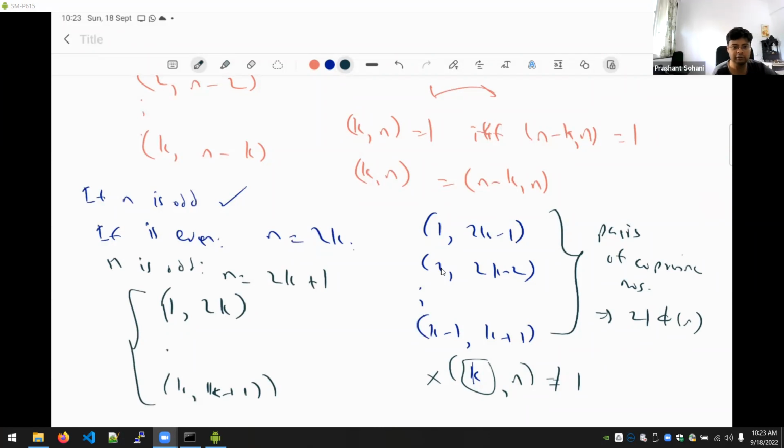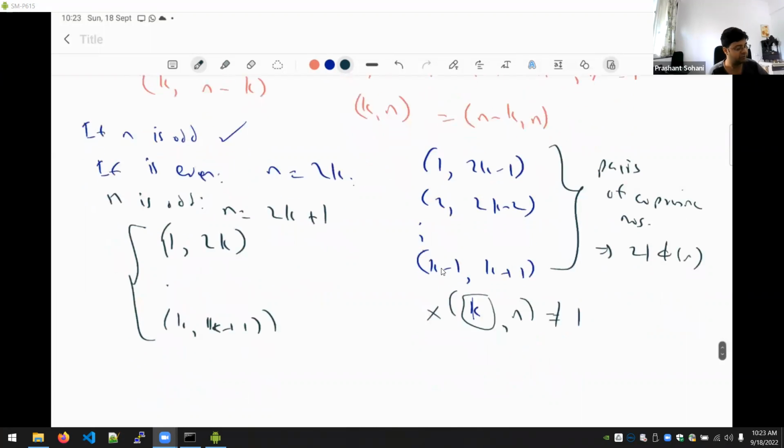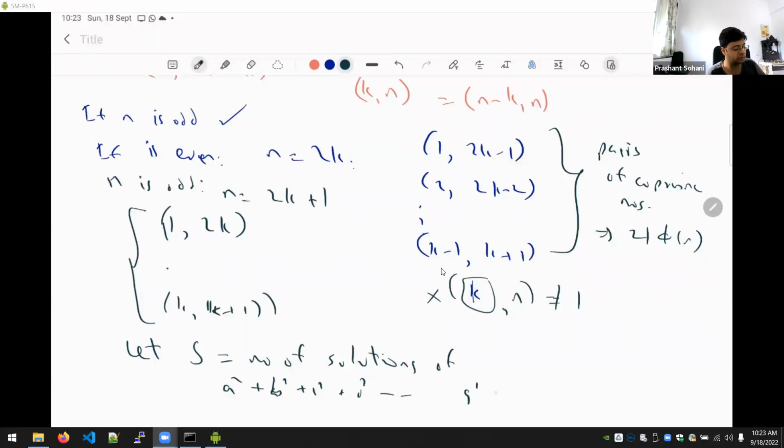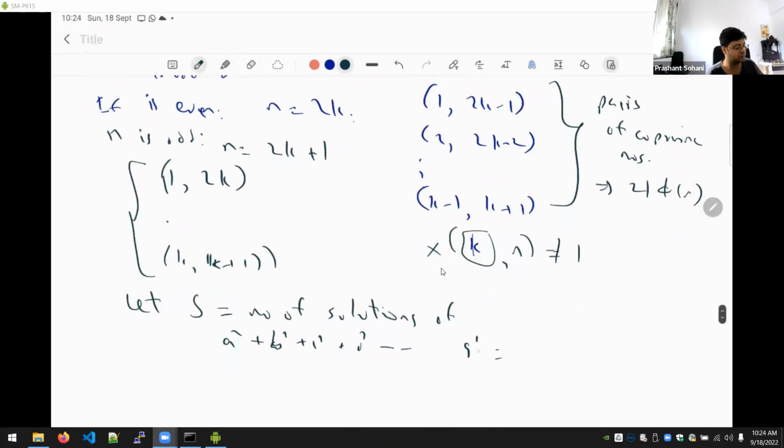But this is a very important problem-solving technique. In fact, I remember there is an INMO problem which was based on the same idea. The question was a very, very big identity, okay? I'm just phrasing the problem roughly. Let S be the number of solutions of some equation, some very basic a square plus b square plus c square plus d square, some 7 or 8 variable equation. And the question was, let S be the number of solutions. Then prove that S is even.